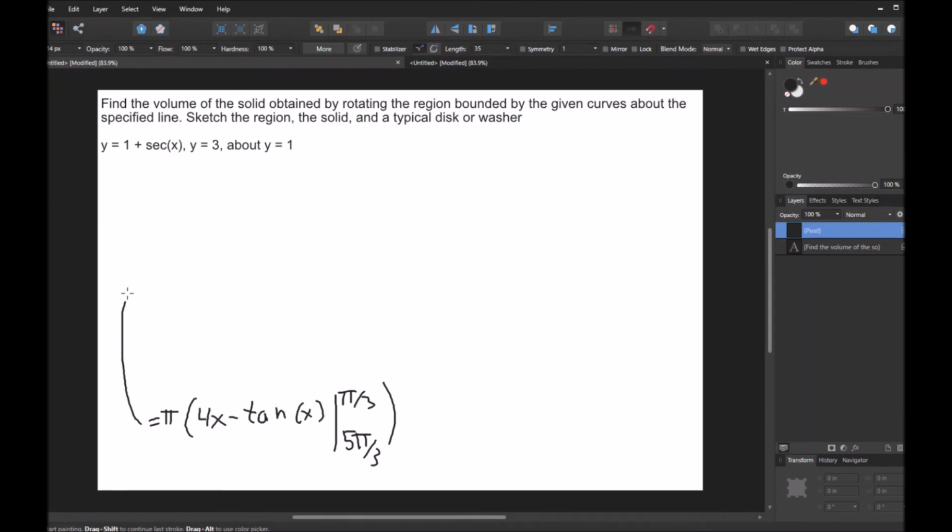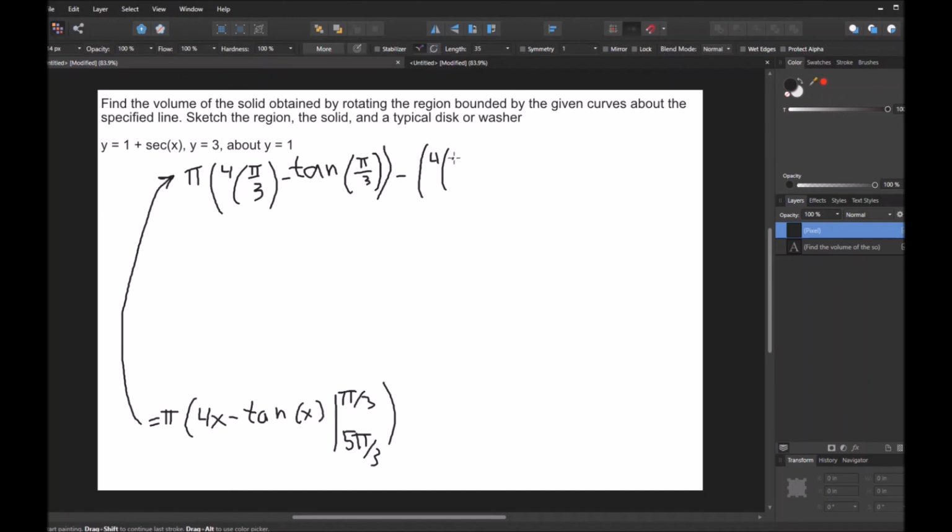So I'm going to bring this up here now, and I'm going to get pi times 4 times pi over 3 minus tangent of pi over 3, and then that's going to be minus 4 times negative pi over 3.